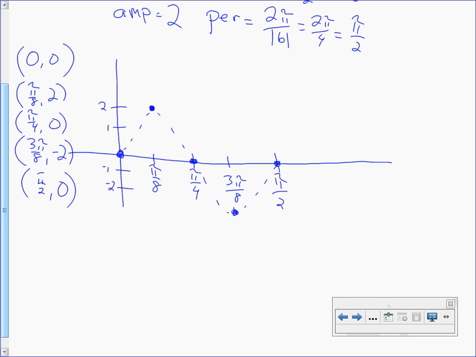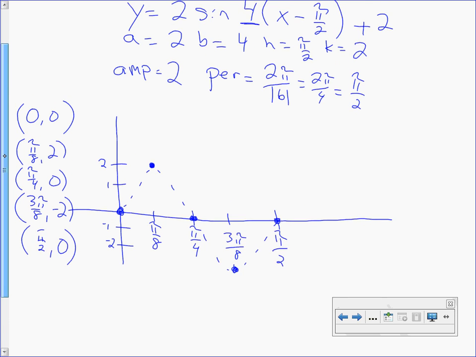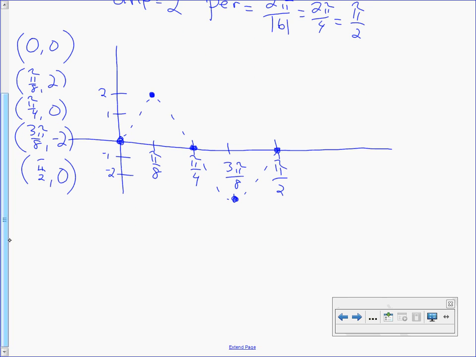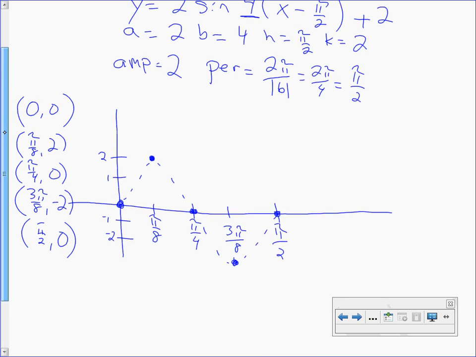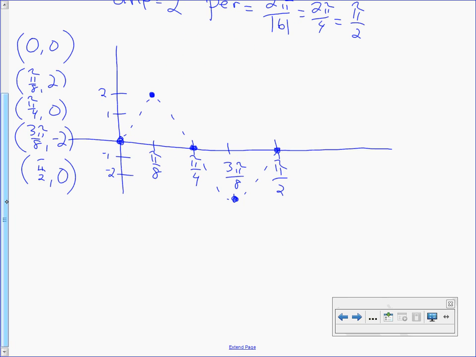Now, for each of these 5 points, I have to shift them. They're all going to move to the right pi over 2, and they shift up 2. Okay? So each of these points goes to the right pi over 2, and it's going to go up 2. So that means I have to add more to my scale up here. I have to add more going this way.